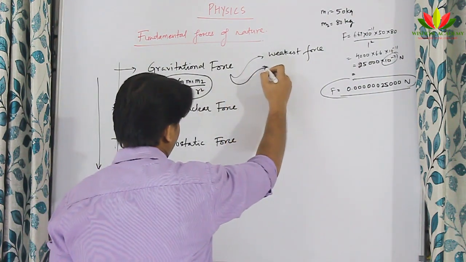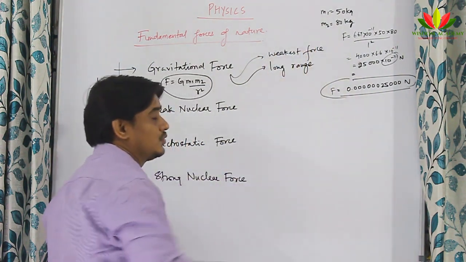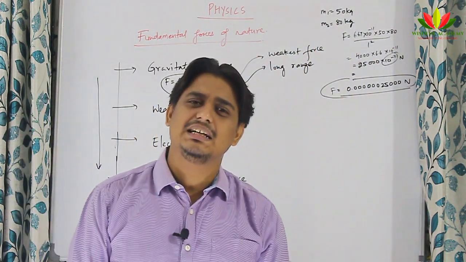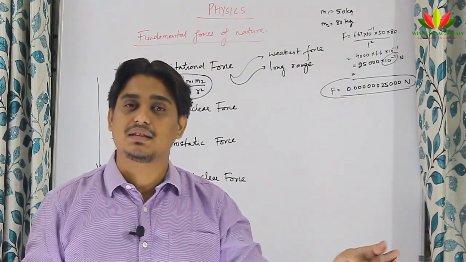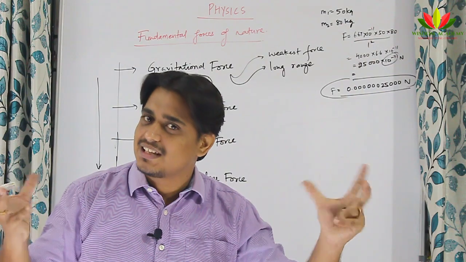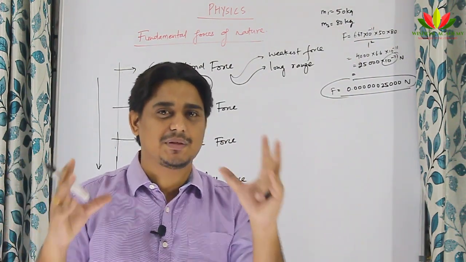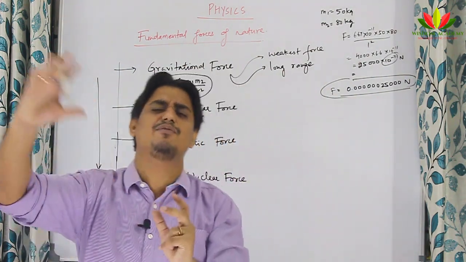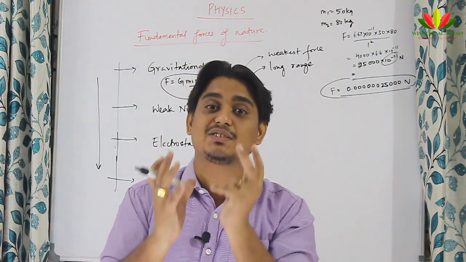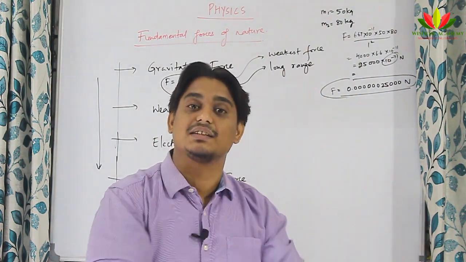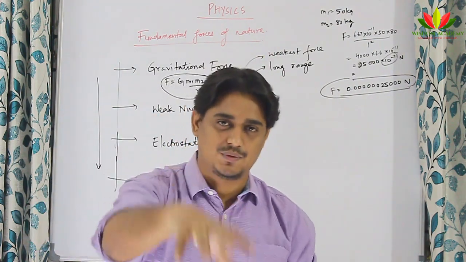Gravitational force is a long range force. What do you mean by a long range force? It acts even at infinite distances. You see the sun and the earth, how far they are, but there is a gravitational force between them, because it is a long range force. It is present between two bodies which are very far apart from each other. See, our galaxy itself is under the gravitational force of the galactic center. So, gravitational force is a very long range force.